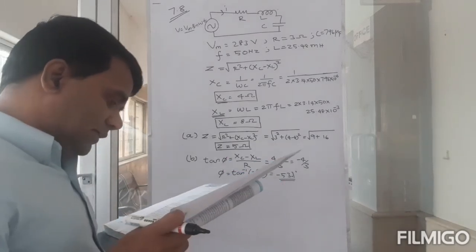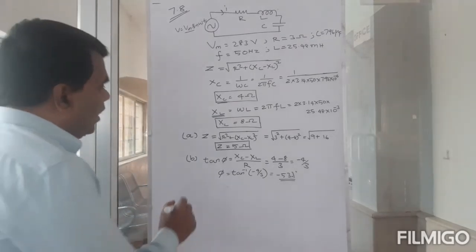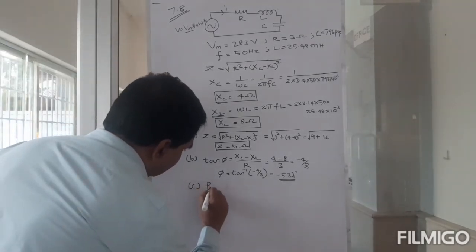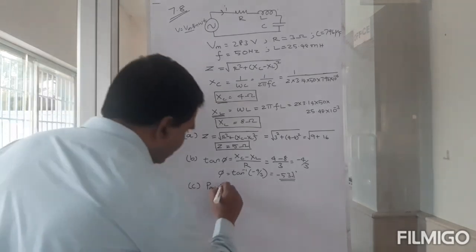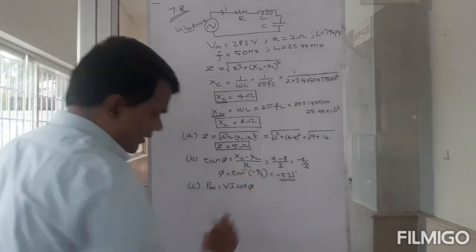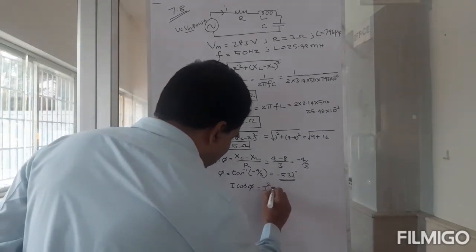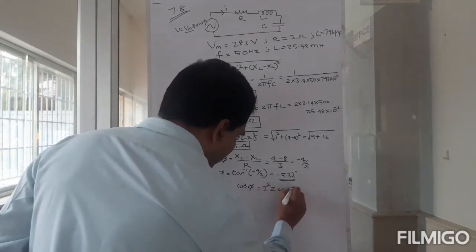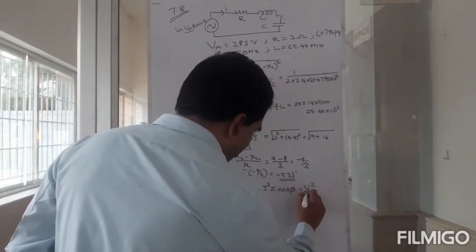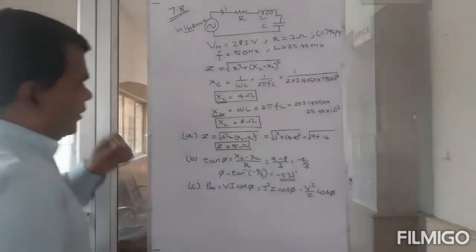The third part is the power dissipated in the circuit. Power dissipated, C. Average power is given by V I cos phi, or I squared Z cos phi, or V squared by Z into cos phi.